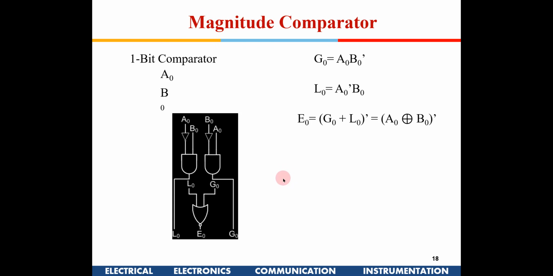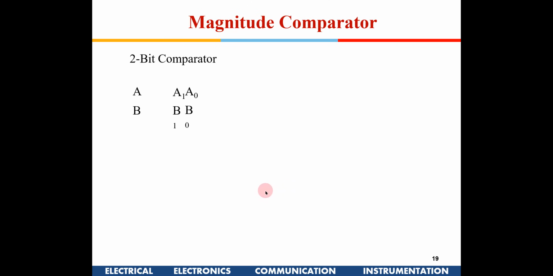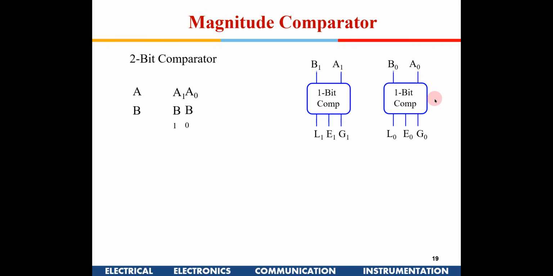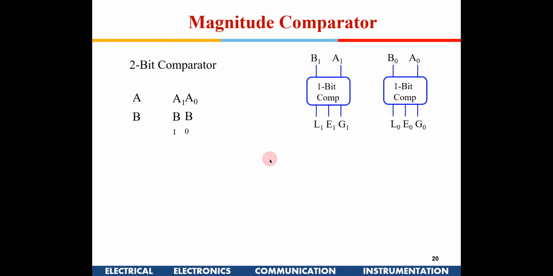Now if I have to expand this 1-bit comparator into 2 bits, each 1-bit comparator generates less than, equal and greater signals. To generate equal for these 2 bits, I have an AND operation of the two equal signals, then I will get equal. So this is straightforward.